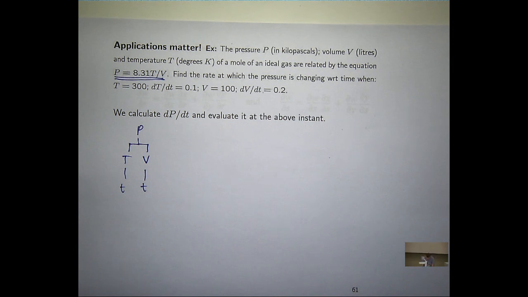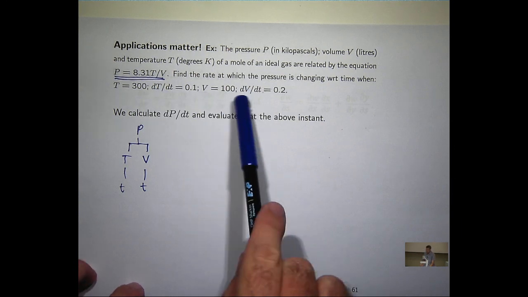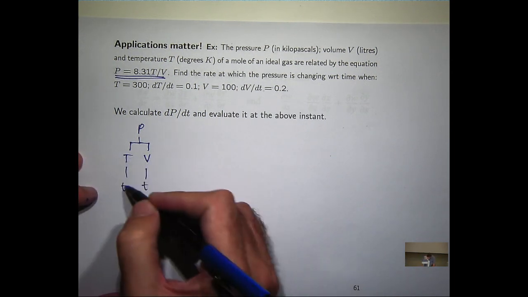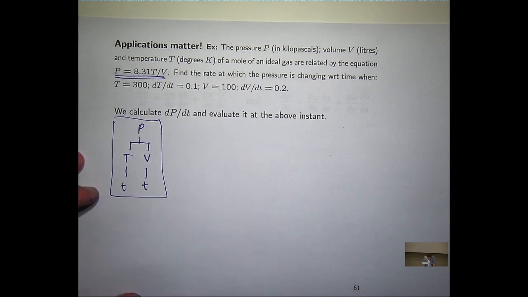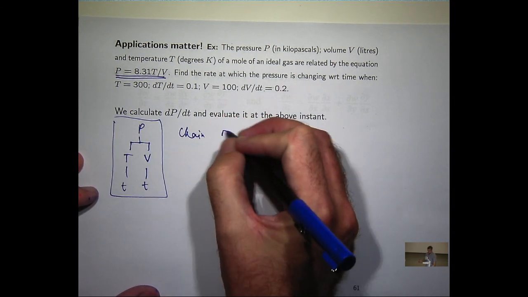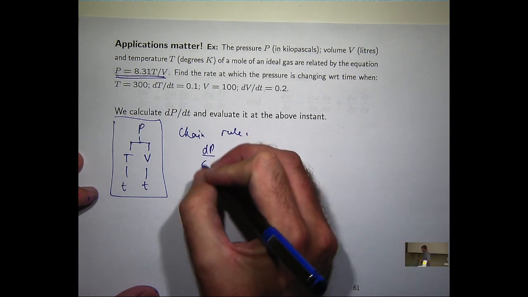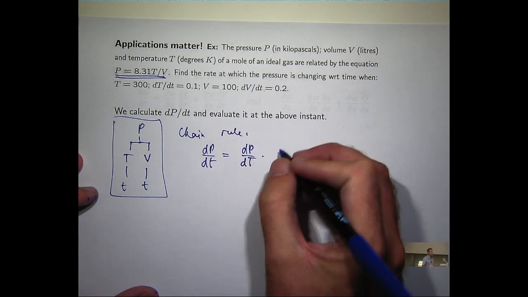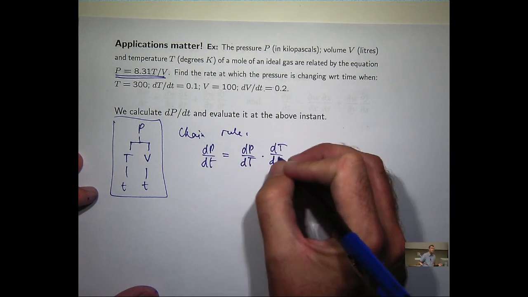Can anyone justify why we can say that? Yes. Sorry, say again? You've got those two last derivatives. Yes, we've got the derivatives, we've got dT/dt and dV/dt. So we can expect that these two intermediate variables depend on time. So, the chain rule. Oh, sorry, they should be partials.